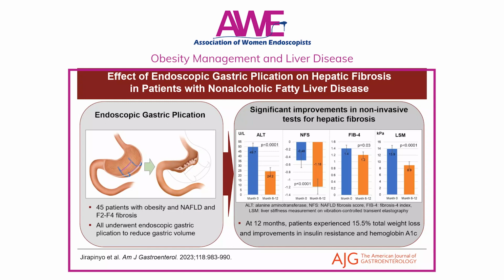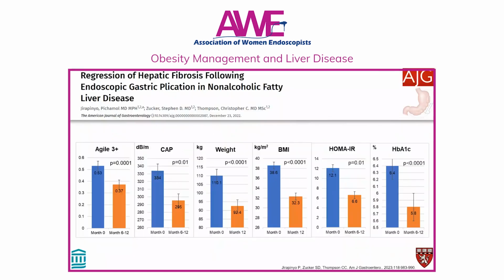Here's a study from our group looking at 45 patients with obesity, NAFLD, and F2 to F4 fibrosis. All patients underwent POSE successfully. At 12 months, there were significant improvements in non-invasive tests for hepatic fibrosis. Specifically, ALT decreased from 49 down to 24. There were significant improvements in NFS and FIB-4 scores. Furthermore, on FibroScan, liver stiffness score went from 13.9 down to 8.9 kilopascal. Additionally, patients experienced about 15.5% total weight loss at 1 year. For secondary outcomes, there were significant improvements in the CAP score, HOMA-IR, and hemoglobin A1C, suggesting an improvement in insulin resistance.